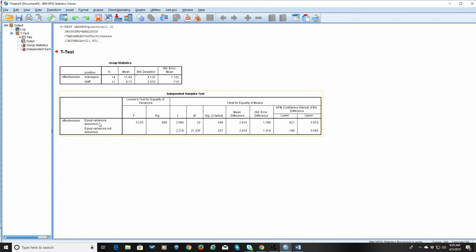So look at this. If our equal variance is assumed, and it is, continue on that row and look at this number. If it's less than 0.05, it's significant. So ask yourself, is 0.048 less than 0.05? Yes, it is. So the difference between the effectiveness scores of managers and staff is significant. That means that difference was not caused by just random chance alone. There's some factor that makes the effectiveness of managers superior to staff.